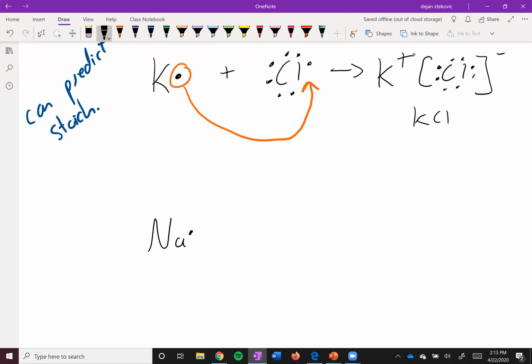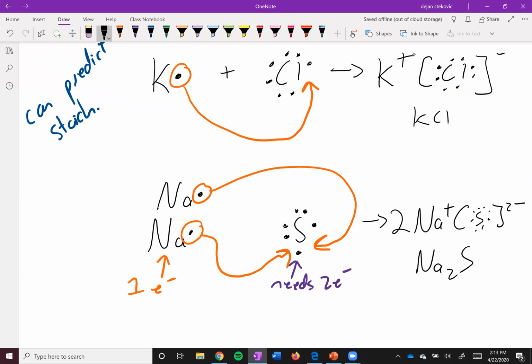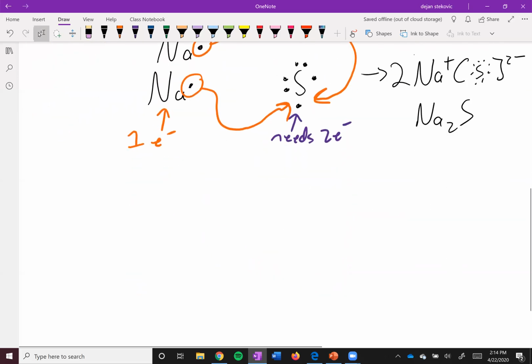Let's take a look at sodium and sulfur. Sulfur has 6 valence electrons, sodium has 1. So this one needs 2 electrons to have a filled octet, but this sodium can only donate 1 electron. So what are we going to do to even things out? Well, we're just going to have 2 sodiums, and then both of these electrons can go into the sulfur to form a sulfide. Thus your stoichiometry would end up being 2 sodium positives and a sulfide 2 minus, right? Or Na2S, as we previously learned. So you can predict the stoichiometry. It's really not too bad.